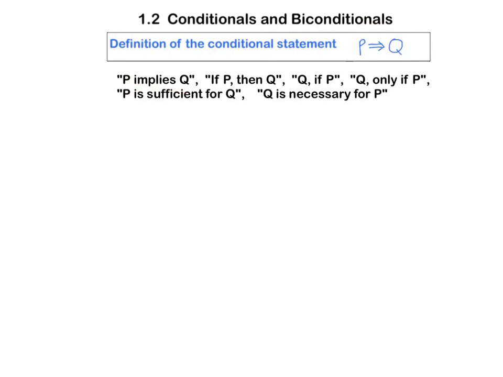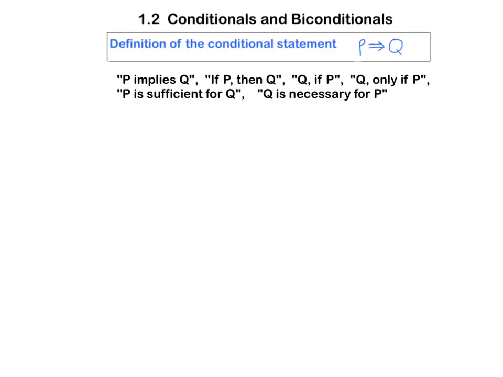P implies Q, if P, then Q, Q if P, Q only if P, P is sufficient for Q, Q is necessary for P. All of these express the same thing. Conditional statements are some of the most important statements you'll see in all of mathematics, and many things that you prove can be written as a conditional statement.